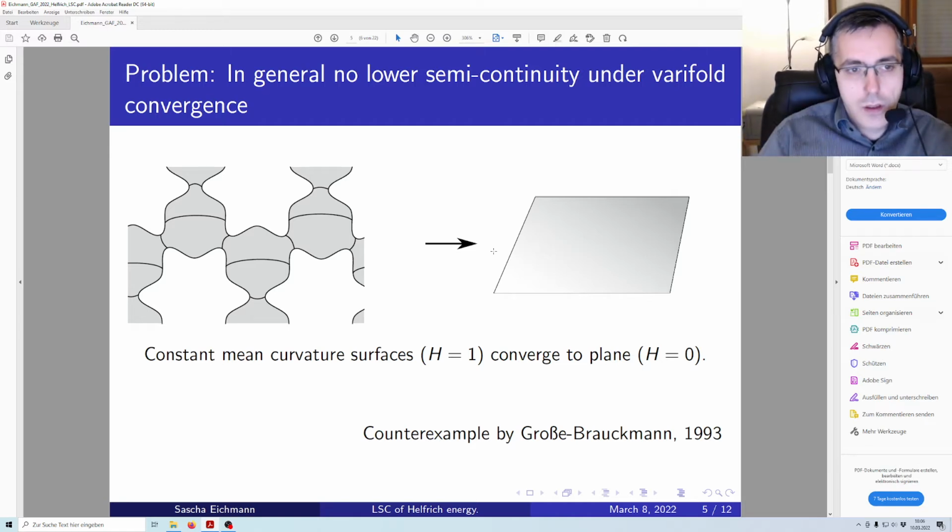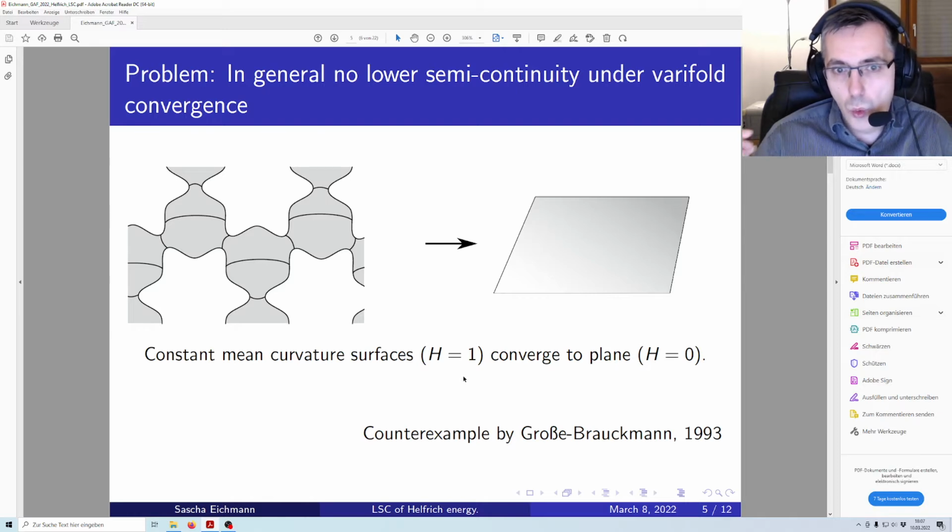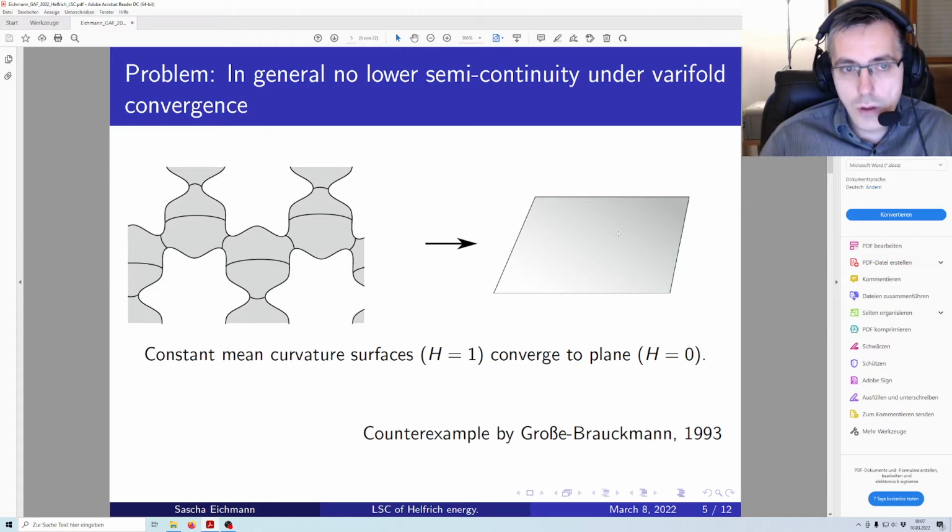So what basically happens is that these gray parts here become bigger and bigger, and this white part, where there's just empty space, becomes smaller and smaller, and also these parts become flatter and flatter, so that in the limit you have a plane with double density. Okay, what does it mean for the Helfrich energy? Just imagine your spontaneous curvature were 1. Then the Helfrich energy of these constant mean curvature surfaces would be 0, and for the plane it would be non-zero. So this is exactly the opposite of the lower semi-continuity estimate.